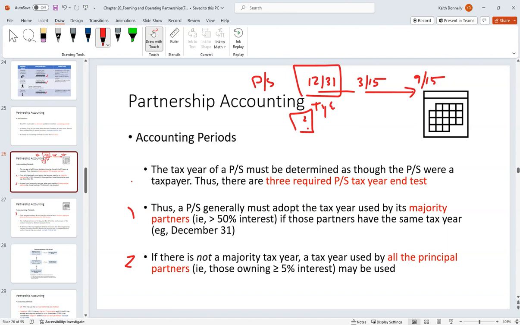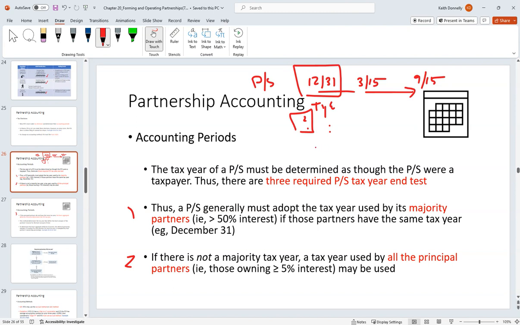But what is the tax year end? So the first test says, hey, you're going to look to the tax year end that's used by the majority of the partners. So the idea here is, hey, we have 4 partners who are individuals. All of them have a 12/31 tax year end. Accordingly, the majority of the partners have that tax year end, so our partnership tax year end is going to be 12/31. That's how we meet this framework and how it happens most of the time in practice.